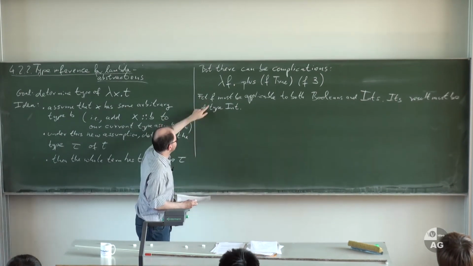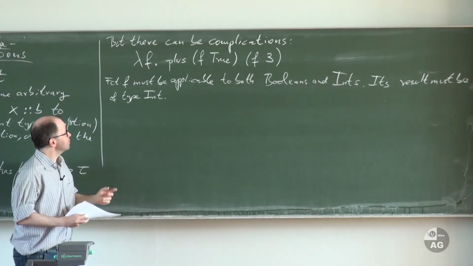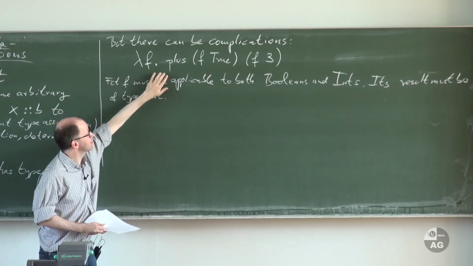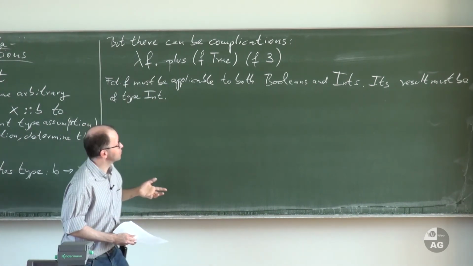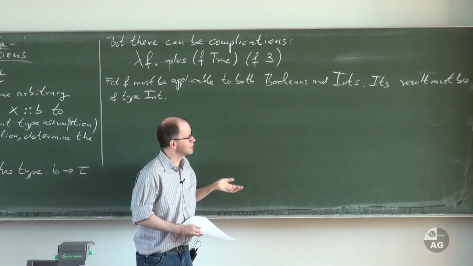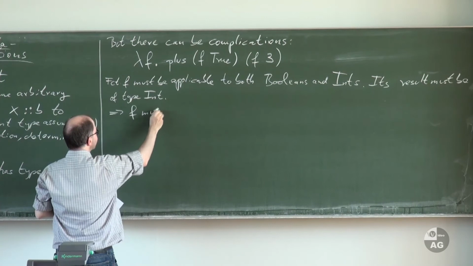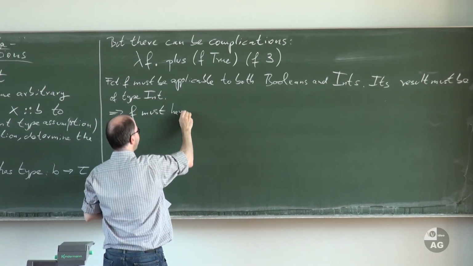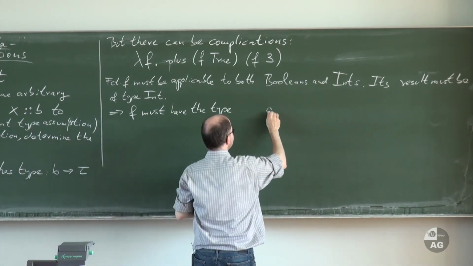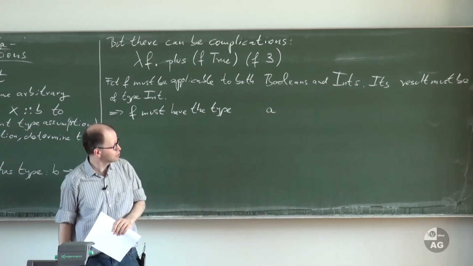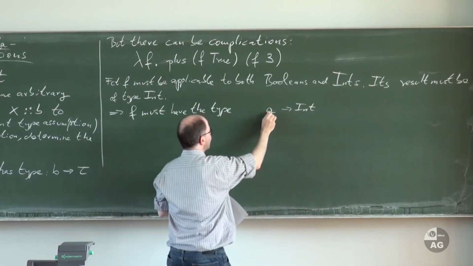Well, the problem is, what would be the type of this big expression? The problem is that I can only apply this, I mean, this is a lambda term, to f's which themselves are applicable both to Booleans and to integers. So in other words, this f must have the following type. Well, it must be applicable to anything. So it must be applicable to integers or to Booleans, and it must return an int. And this must work for any a.